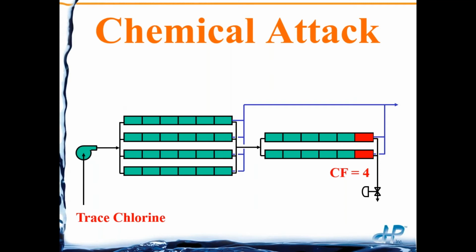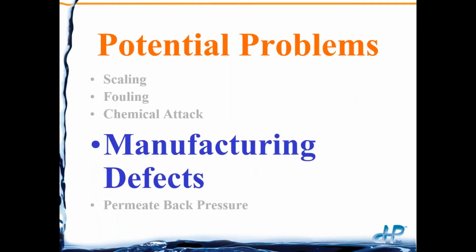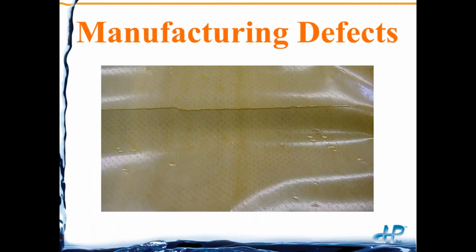So that's where our first damage is going to occur, at the very back end of the unit. Next, we have manufacturing defects, and as the name implies, these are the membrane element manufacturer making mistakes, essentially. In this case, we see a crease right along here, and what happened was when they glued it together, the glue started setting up before they could roll it up.